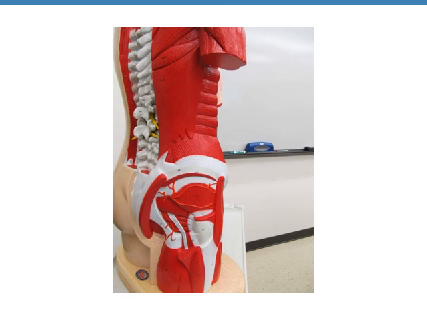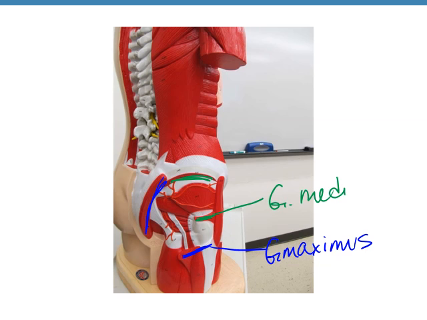So again, a model figure for you to look at. This muscle here was cut. That was the gluteus maximus. This muscle here was cut. This is the gluteus medius. And they did this so that you could see this muscle, which is the gluteus minimus.